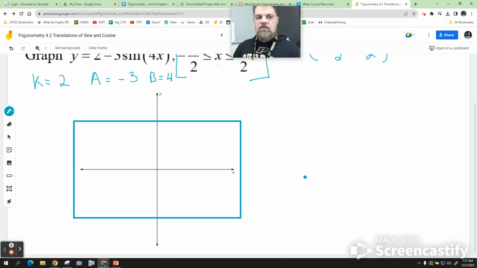But remember, I've got to shift it up 2. So imagine that this is 3, and this is -3 on the y-axis, because that's how it would normally go, right? But now I'm going to shift the whole thing up 2. So this is what you kind of have to imagine in your head. I'm going to go up.